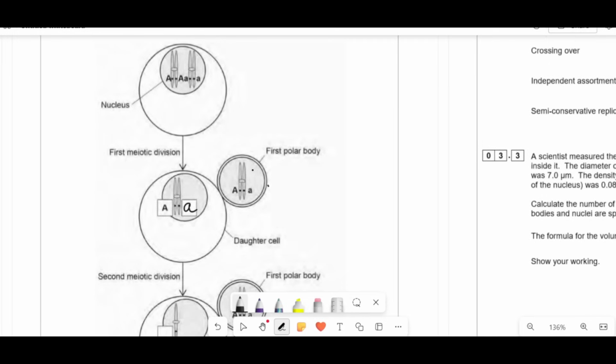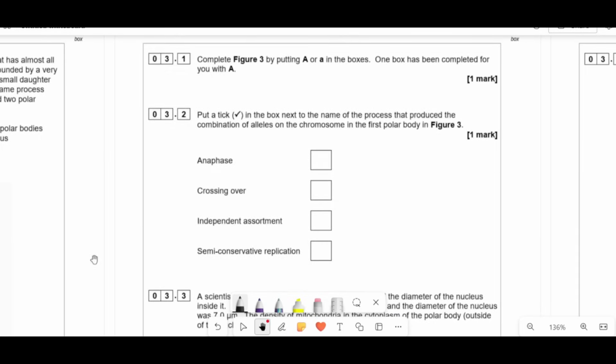So if you have a look at this first polar body here, this is big A, little a, right? But remember how I said the homologous pairs separate like this? It should be little a. So why on earth is it big A, little a? What must have happened is they must have exchanged with each other. So that's called crossing over.